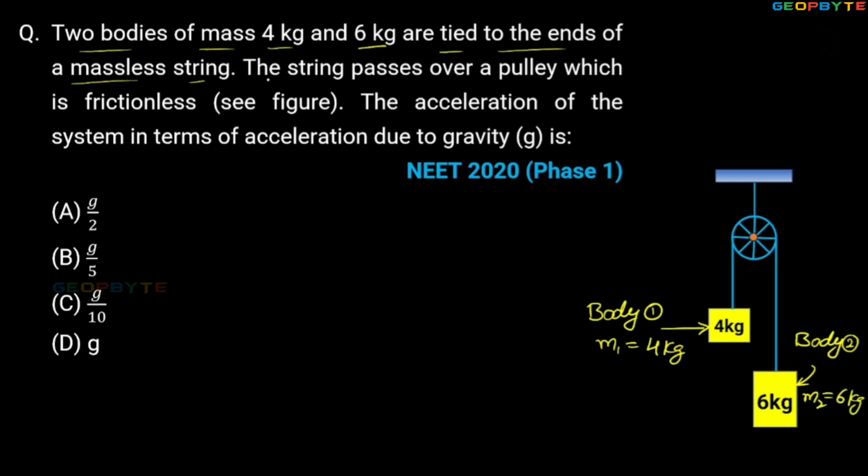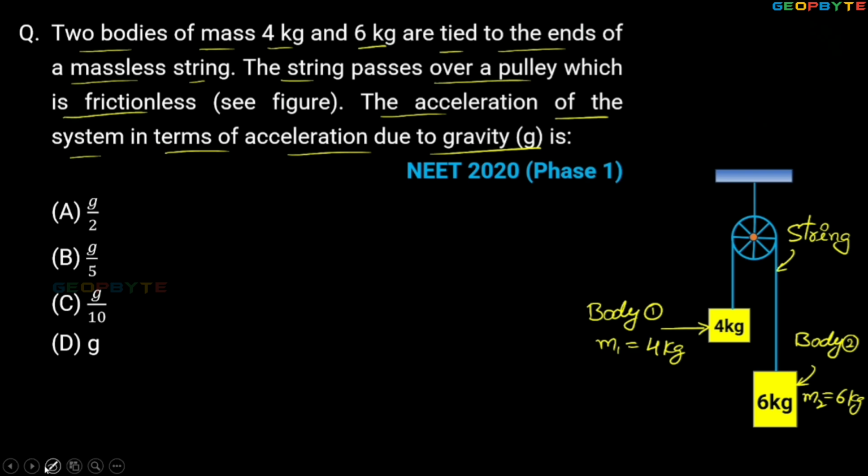Okay, this is the string. The string passes over a pulley which is frictionless. The pulley is rotating without friction. See in the figure, you're asked to decide the acceleration of the system in terms of acceleration due to gravity. For that, we need to decide the net weight of the system.